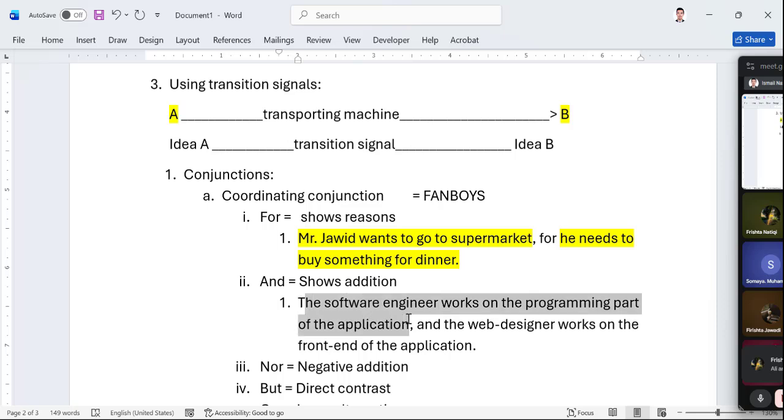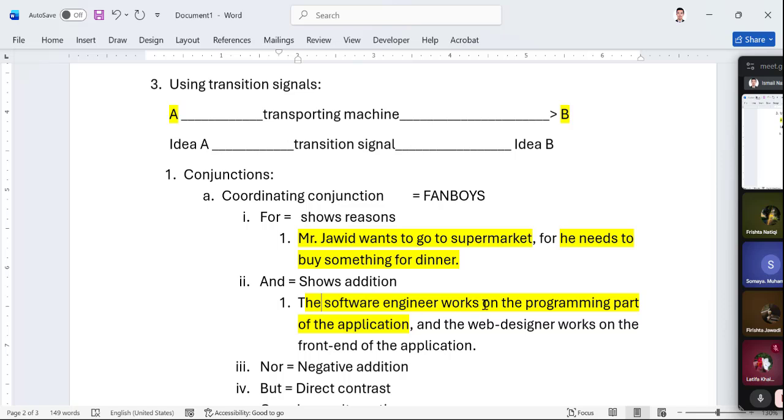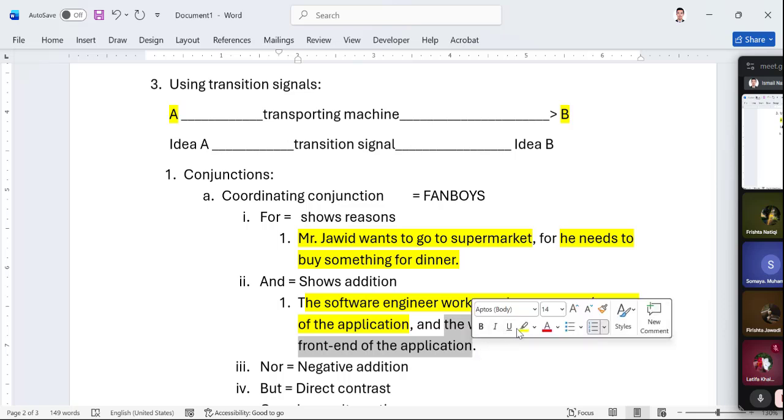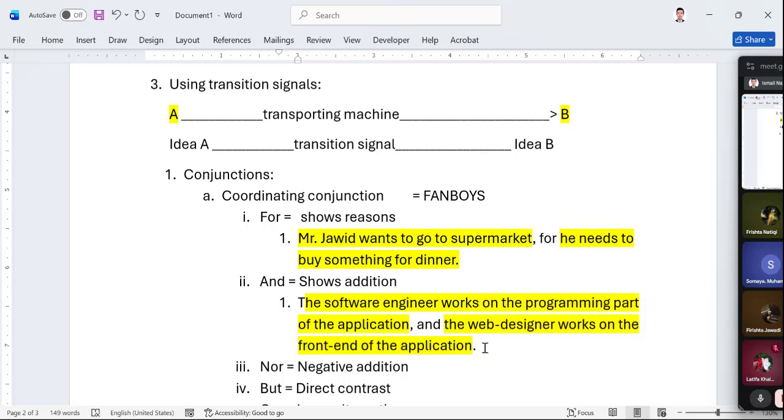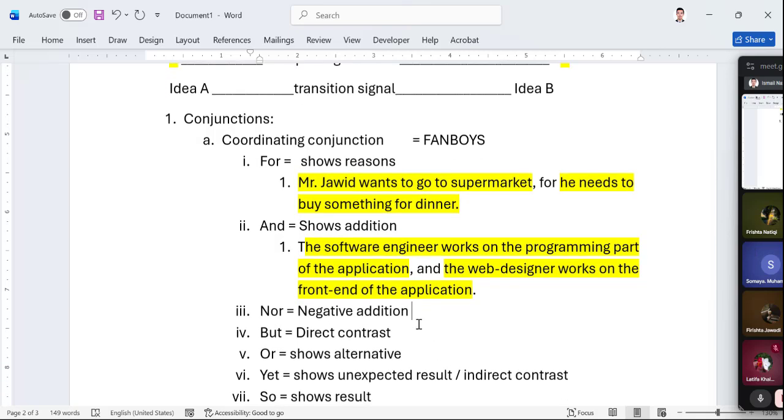The first sentence is here. We have the software engineer works on the programming part of the application. It is one idea. Then we have a comma, then we have "and". And it means it is an additional idea, another similar idea. And the web designer works on the front end of the application. So it is connecting two similar ideas.